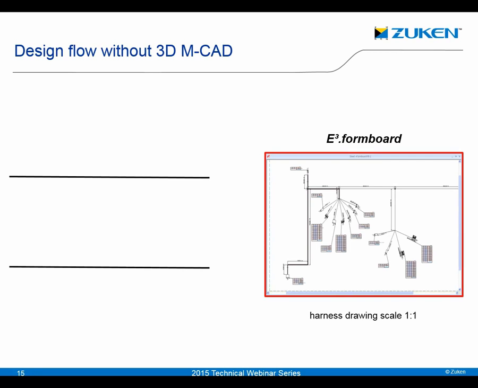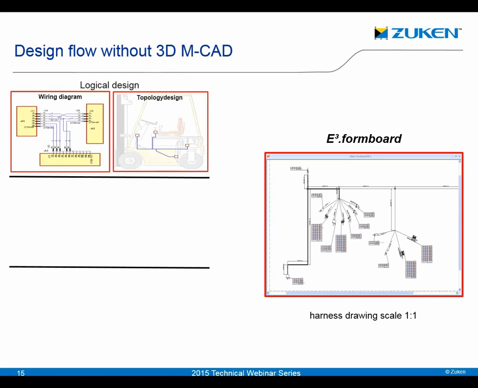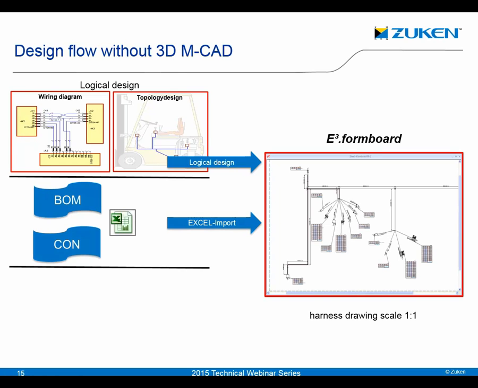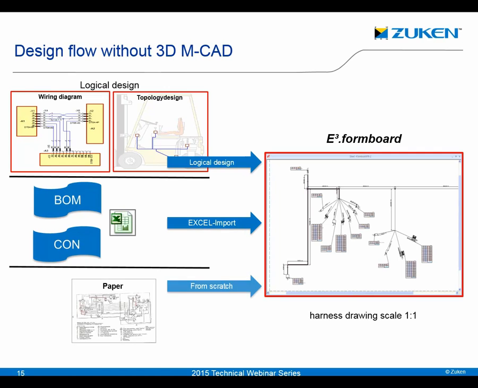A lot of harness manufacturers will not use a 3D MCAD system, and therefore I will show you some more possible workflows to create a form board. If there is a logical design in E3.Series available, we can use the design data directly from the wiring diagram or topology design. If we have no data from E3.Series, we can import a bill of material and a connection list from Excel. When we only have a PDF file or wiring diagram on paper, we also can create a form board directly from scratch.